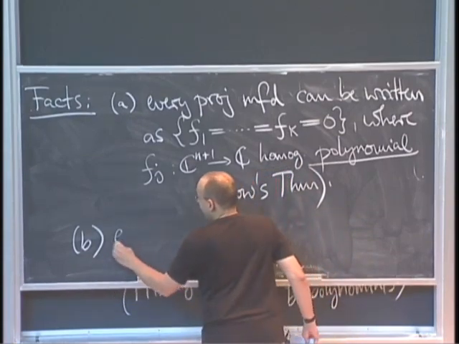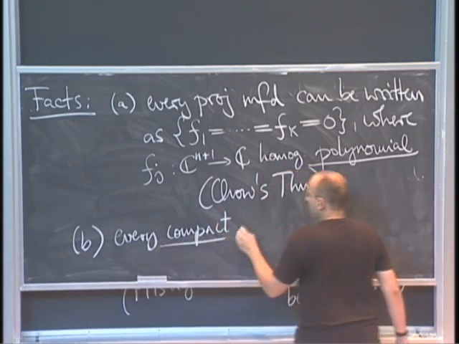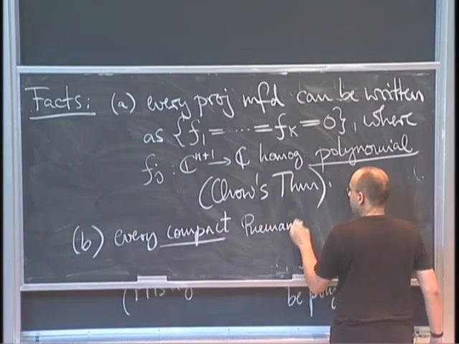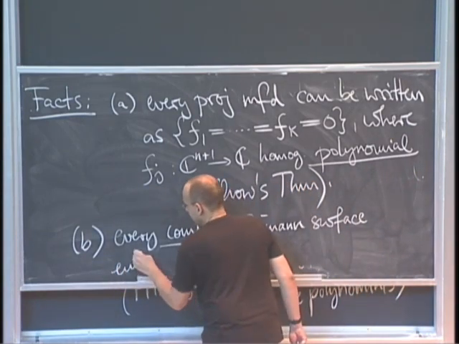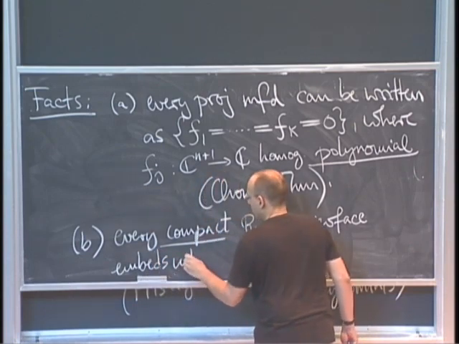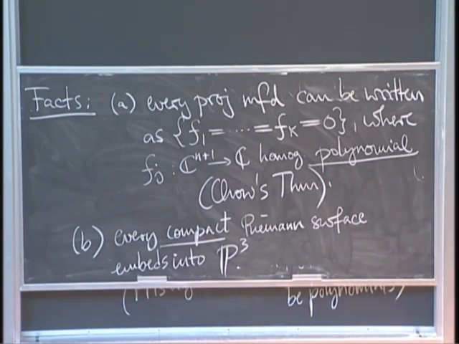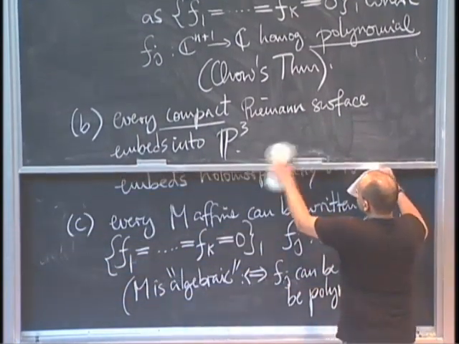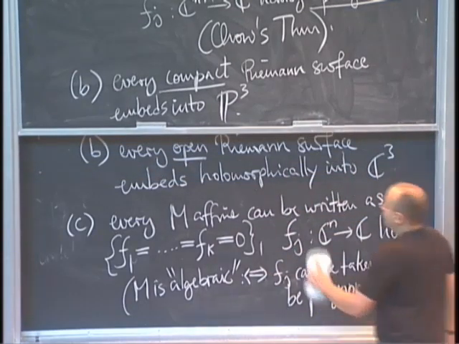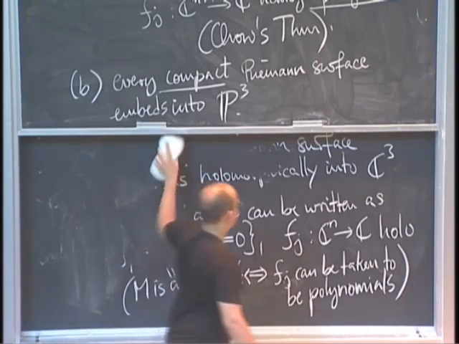In fact, every compact Riemann surface embeds into P3. So in particular, every compact Riemann surface is actually algebraic. One way of proving this is to use the Kodaira embedding theorem, and I hope to tell you a little bit about that in the last lecture this week.